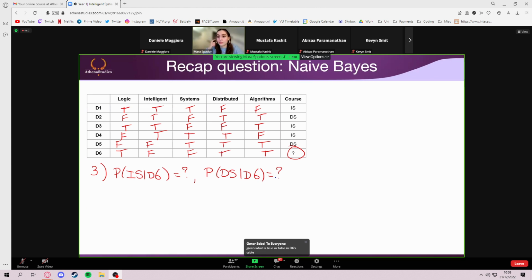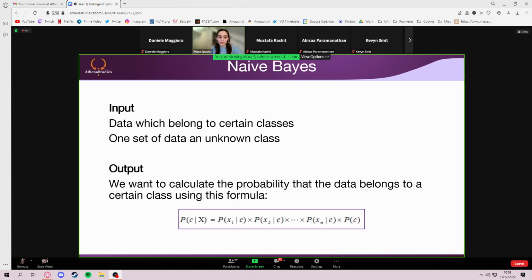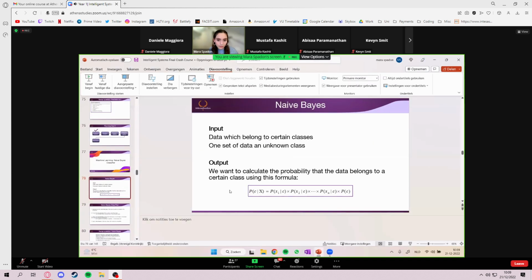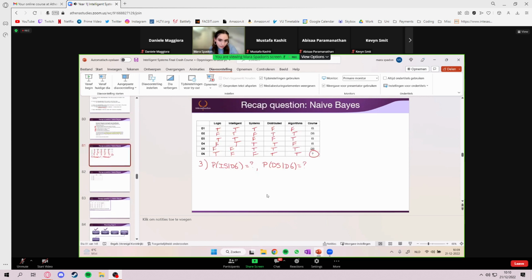Yes, given what is true or false in the D6 table. Exactly. So based on these two probabilities, in the end, you could say, okay, it belongs to IS or DS based on which probability is higher. That makes sense, right? So then we want to calculate these probabilities. So using this formula, I'm going to put this formula on the other slide as well. I think that would be a bit clearer. Yeah, this one. Okay.